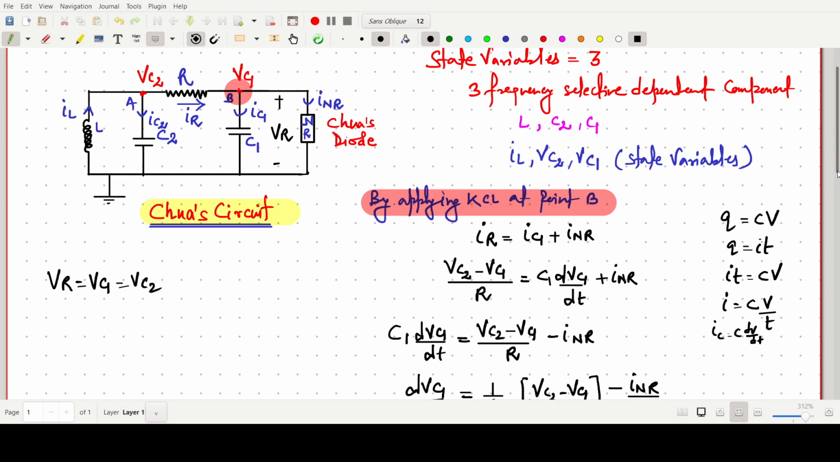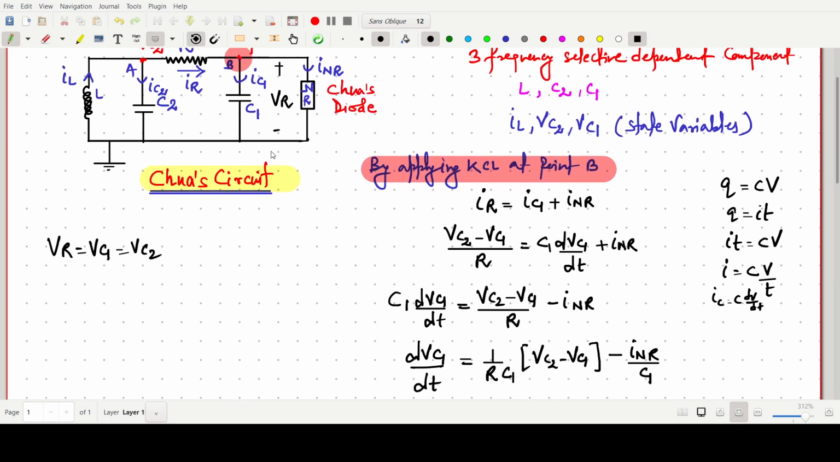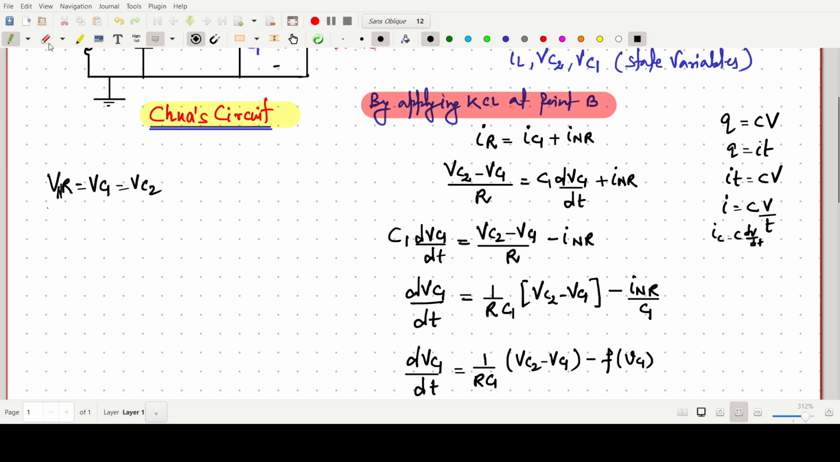For the negative resistor, it is better to write VNR. This voltage is VNR, and INR can also be written as f of VNR, because this is a nonlinear function. So this is the very first equation, we can say.